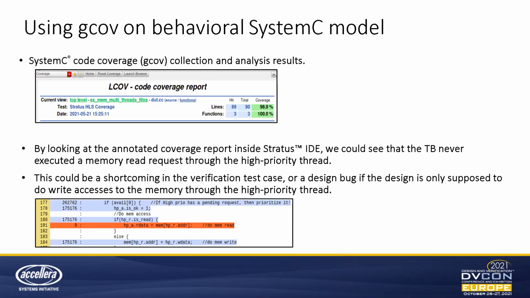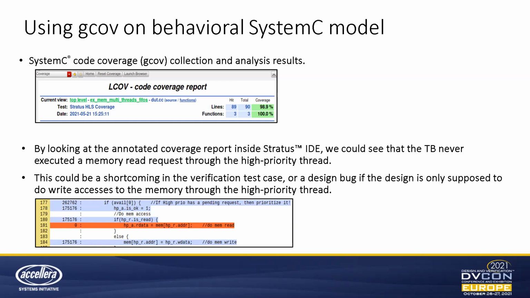Early coverage analysis could reveal many findings. One of the simplest and most basic coverage variants is line coverage with GCOV for SystemC and C++. In our example, when we turned on the line coverage for our design, we were missing one single line in coverage results. By just opening the SystemC coverage viewer in Stratus IDE, we could see that we never had a memory read from the high priority thread.